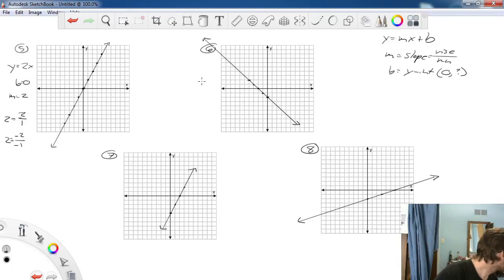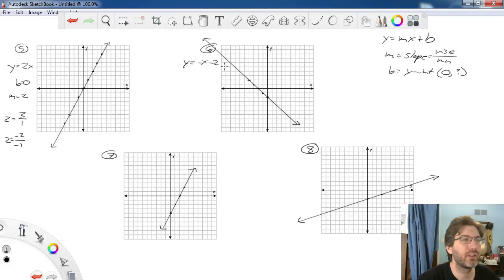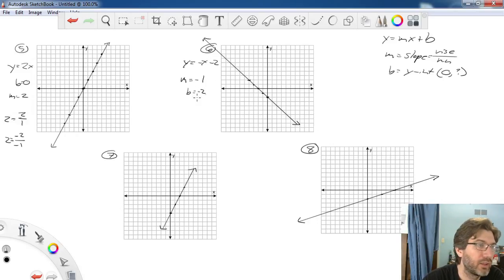For number 6, it was y equals negative x minus 2. In this case, just pay attention to your coefficient of x. It's a negative sign, which means m is negative 1, and b here is negative 2. So right away you have negative slope, which your line has negative slope here. That makes sense. And it's going to be at negative 2. So you start at negative 2 here on the y, and you have negative 1.